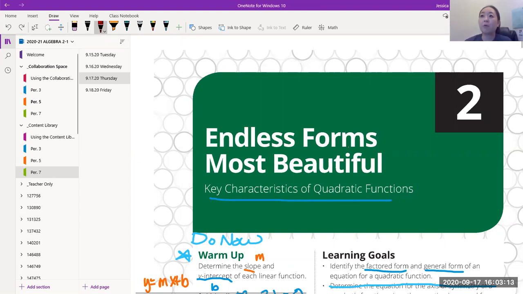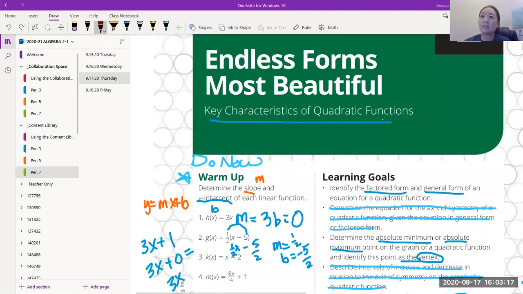Anyways, it's called Endless Forms Most Beautiful. So you should be there. Again, here it talks about what it's going to be about: the key characteristics of quadratic functions.